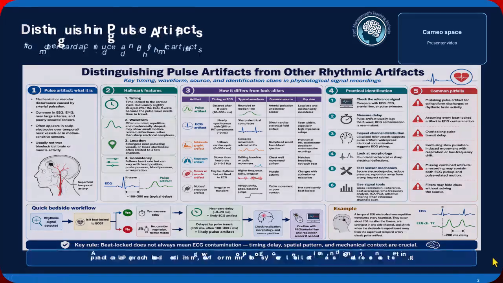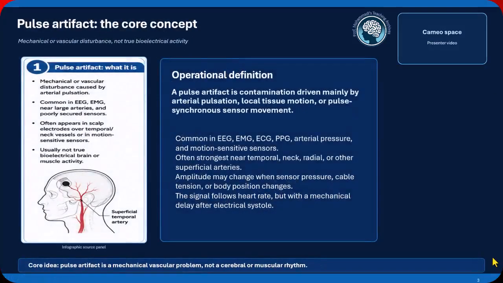Next slide, please. A pulse artifact is best understood as a mechanical or vascular disturbance, rather than true bioelectrical activity. It usually occurs when arterial pulsation, local tissue movement, or pulse synchronous sensor motion disturbs the recording electrode or probe. In EEG, this may happen near temporal or neck vessels. In EMG, ECG, PPG, arterial pressure, and wearable recordings, it may be influenced by sensor pressure, cable tension, or body position. Although the signal may look rhythmic and biologic, its source is usually mechanical or vascular, not cerebral or muscular.